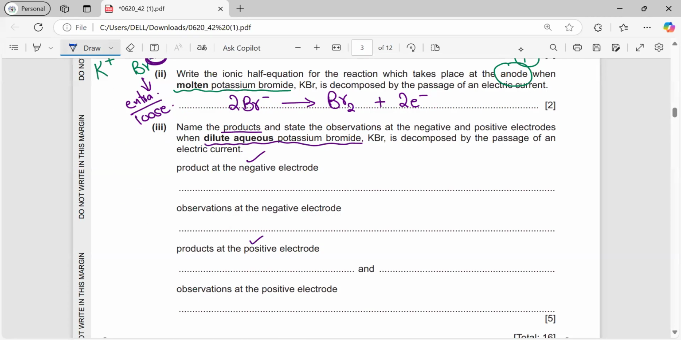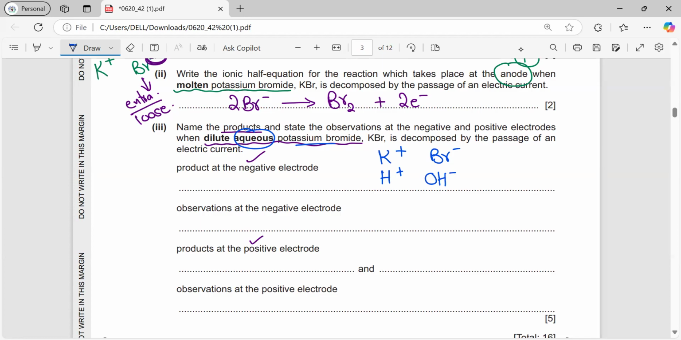For this type of question, first I suggest my students to write the ions. Like for potassium bromide, we'll get K positive and Br negative. These are the ions from potassium bromide. And from aqueous, we have H positive and OH negative.